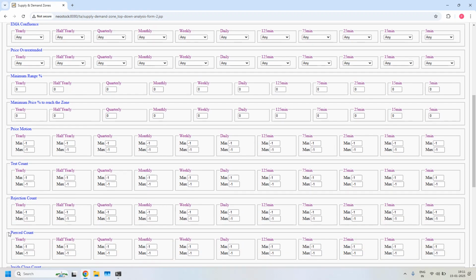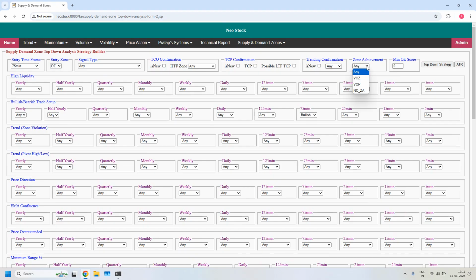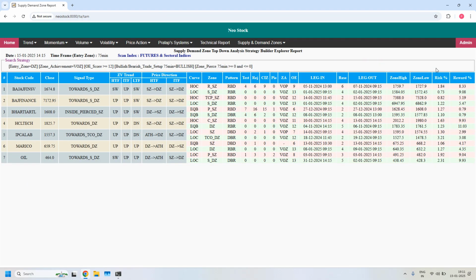So in the pierced count at 75 minutes time frame, I am setting minimum value 0, maximum value 0, zone achievement violated opposing zone, minimum odd enhancer score 12. All three filters are applied to 75 minutes demand zone. Let's filter. We got 7 stocks.